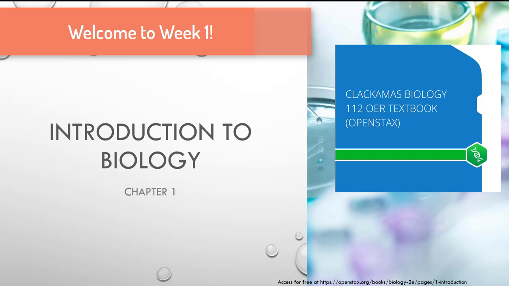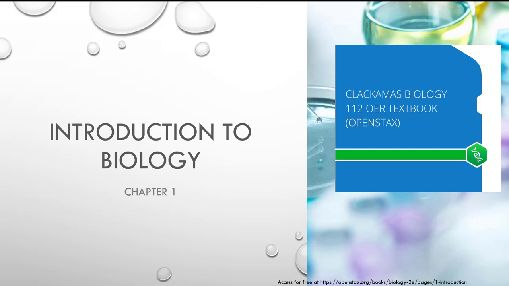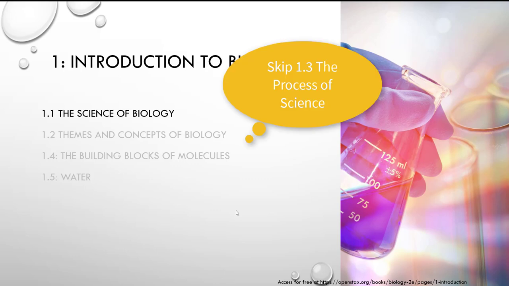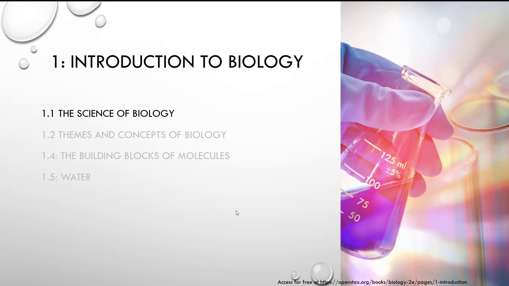So we're going to get into our Clackamas Biology 112 OpenStax textbook. This first chapter that we're going to go into is the Introduction to Biology. This particular chapter is actually divided into 5 sections, but if you look closely, sections 1.1 and 1.3 are essentially repeats of themselves, so you can go ahead and skip section 1.3. I don't know why they have it twice.